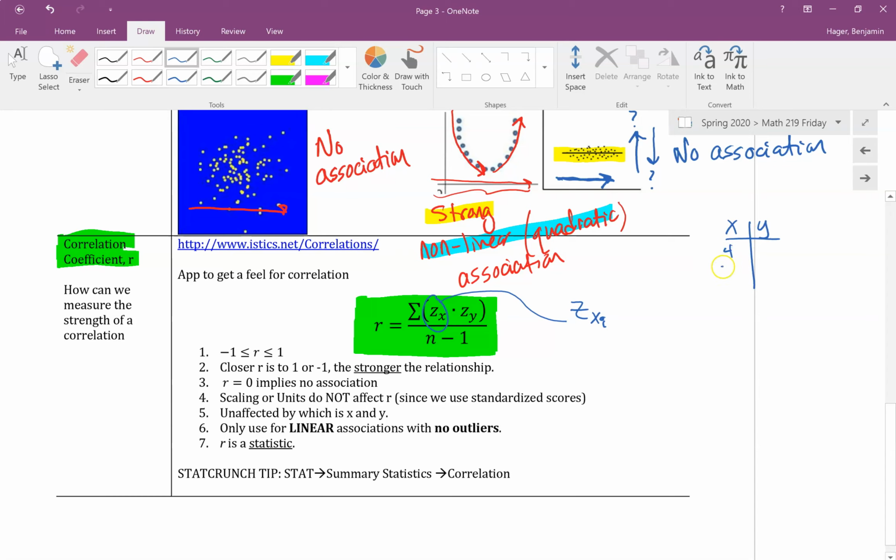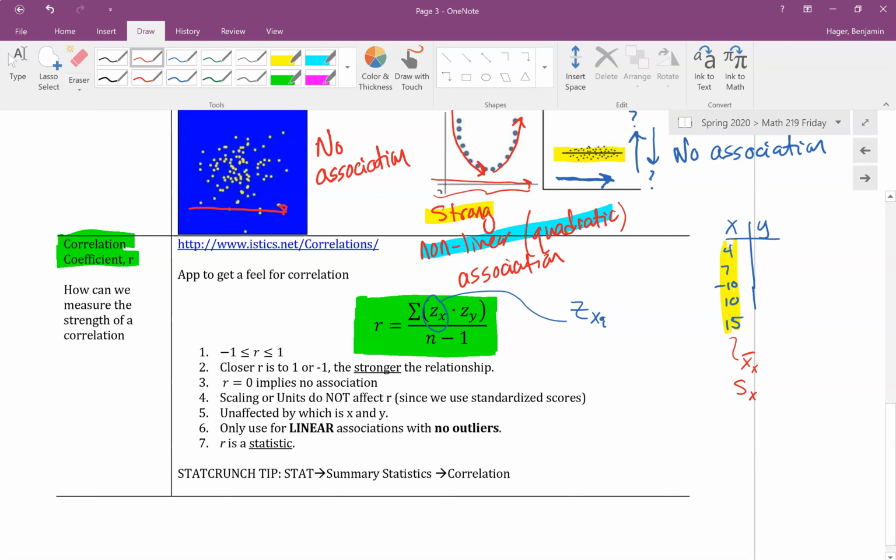Just making some things up, okay? I've got a bunch of x values here. So for every single one of these, I can find this little z sub x score. And what it is, if you were to take all of your data values, you would be able to find an average of all those x values and a standard deviation of all those x values.